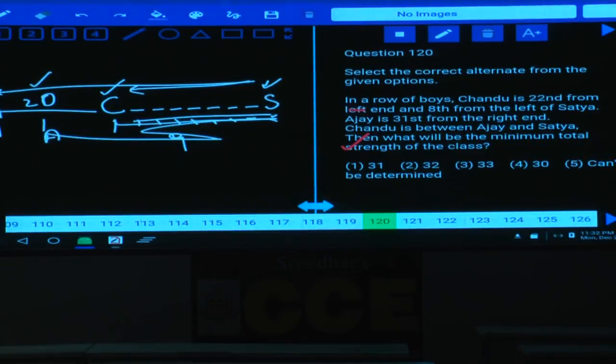Now in order to have the minimum, A should be at the beginning. If you extend this A, what happens here? More and more people will come. Now the question is about minimum total strength. Minimum total strength is 31. That is, this Ajay is at the beginning, 20 persons in between Ajay and Chandu, isn't it? Now 8 persons between Chandu and Sacha, and this Chandu is in between Ajay and Sacha, and Ajay is 32nd from the right hand, 37th from the right hand.